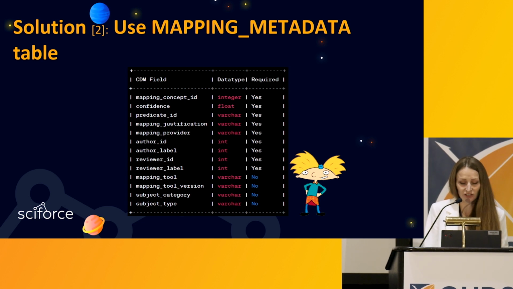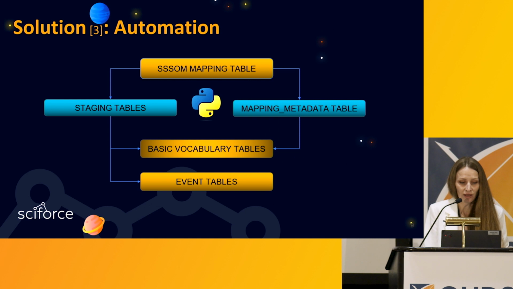Also, we usually want to know who actually did this mapping, and this table can help us to store this information. Also, you may see reviewer ID and label, which can help us to see who checked and validated this mapping. Also, there is information about the mapping tool version. For instance, Usagi or Jackalope can be there if you use it. The content of the mapping metadata table should be discussed, and some fields can be added or excluded after the discussion.